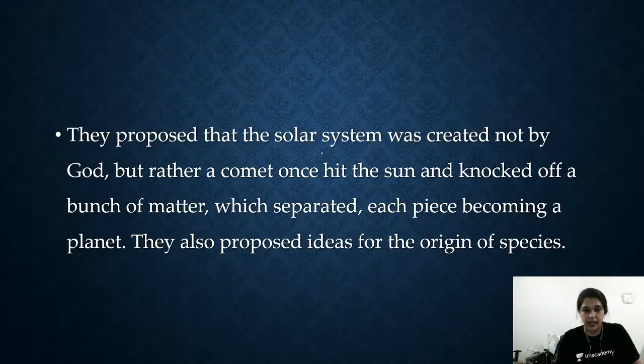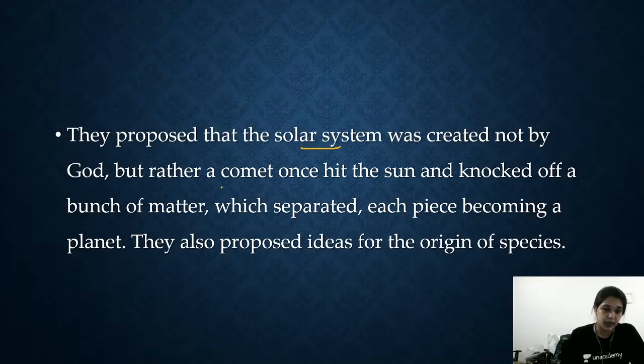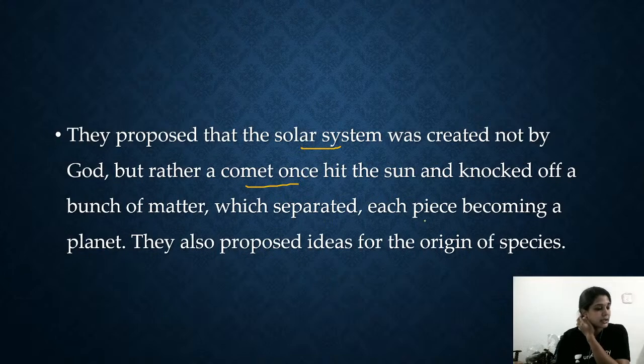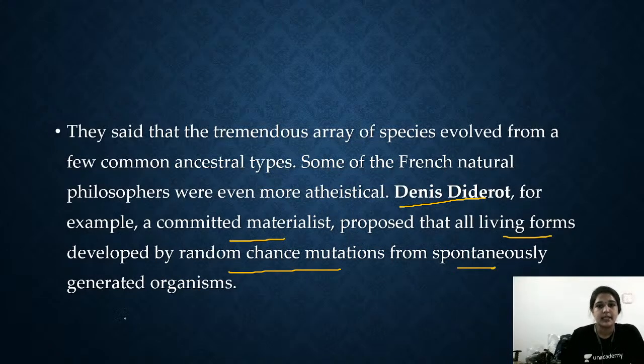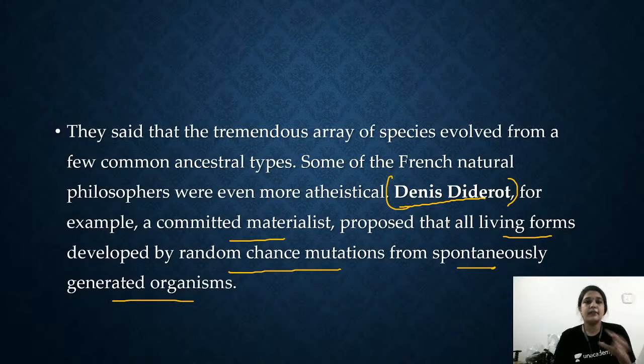So what happened? Atheists were proposing that the solar system was not created by God, but that a comet once hit the sun and knocked off a bunch of matter. Each piece started becoming different planets, and they also proposed the origin of species. So first, Denis Diderot, for example, is a committed materialist. He proposed that all living forms developed by random chance mutations from spontaneously generated organisms. These names are very important. He is not giving a proper theory, but saying that species randomly form, random mutations occurred and different organisms were generated.